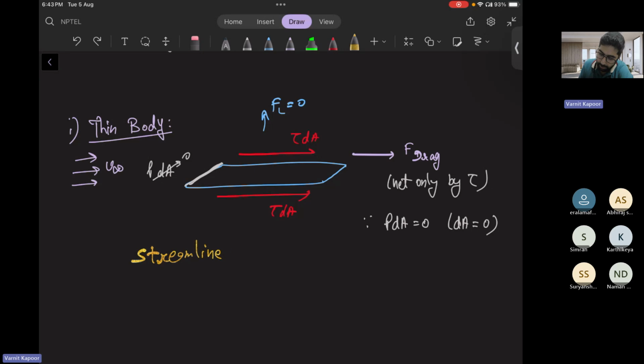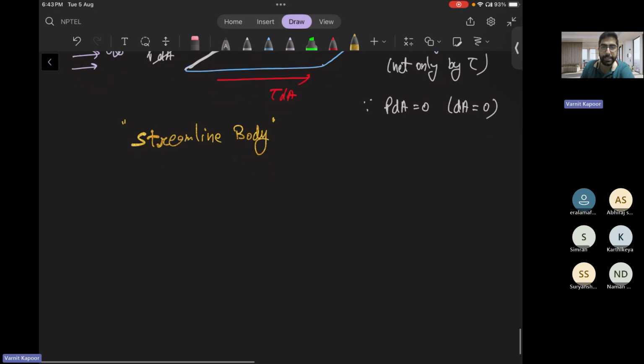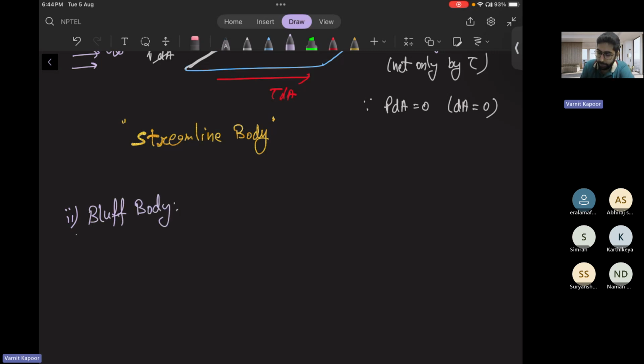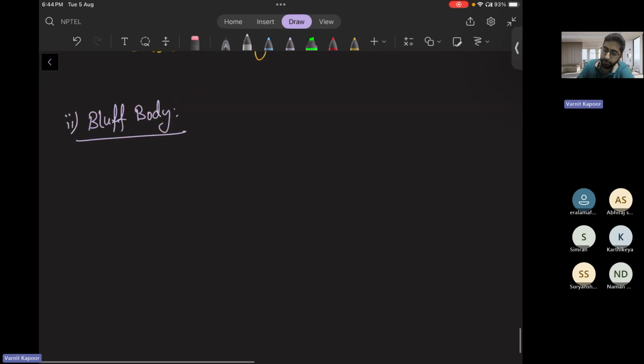Streamline body. Okay. All right. The next kind of body is called a bluff body. What is a bluff body? From the name, it suggests that it's just going to do some bluff with us.